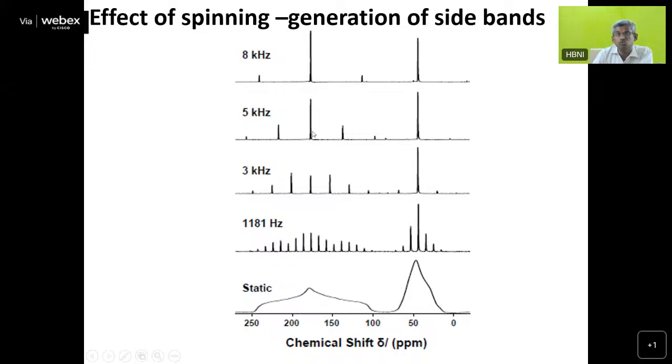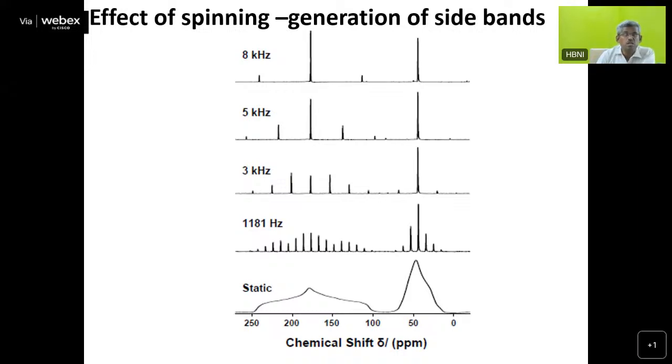For example, this is the isotropic peak and this is the sideband. This is the sideband because you see it is symmetrically separated. So one can easily find out: if you know the chemical shift value, convert it into frequency and take the difference, and we can say it is a sideband. If it matches with 5 kilohertz, then definitely it is a sideband. It is not a genuine signal.